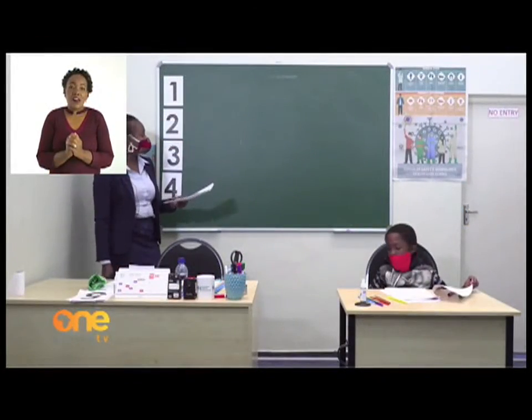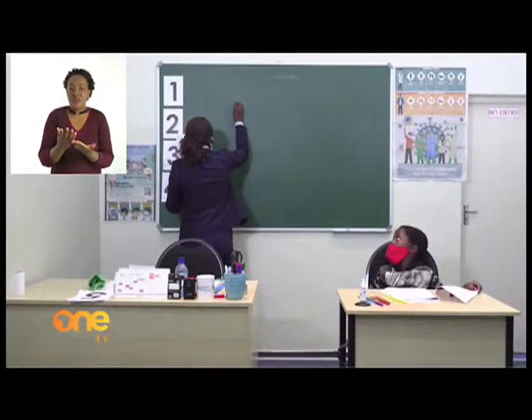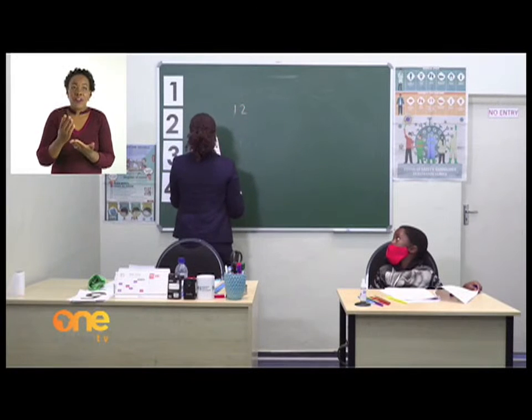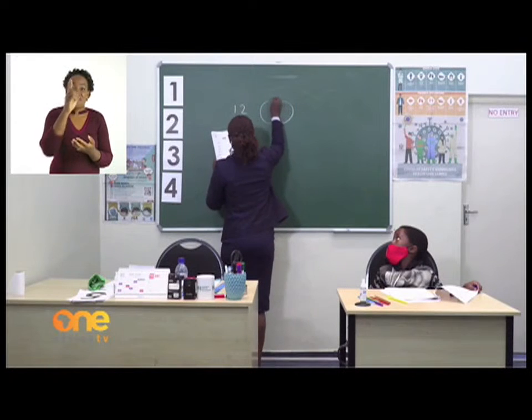Let's now turn to page 6, where we are going to talk about halving. Halving means sharing things between 2 people. Let's say we want to share 12 sweets. We have our 12 sweets. Let me draw the sweets for you.